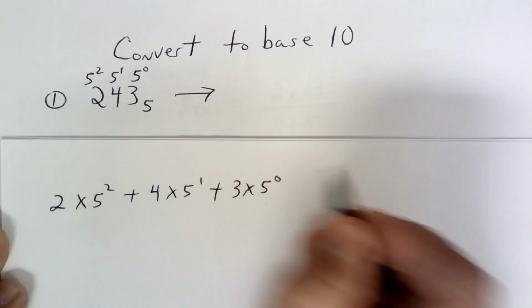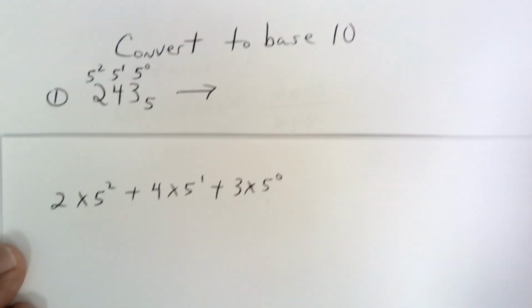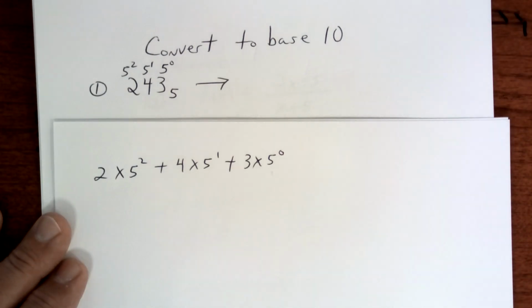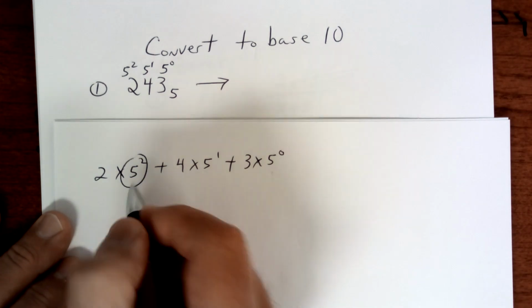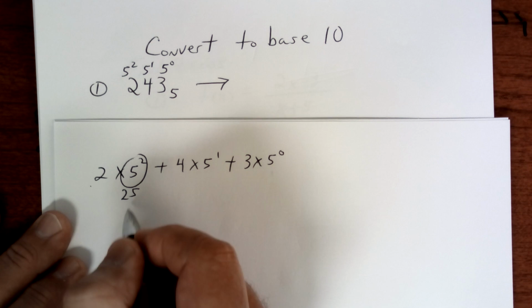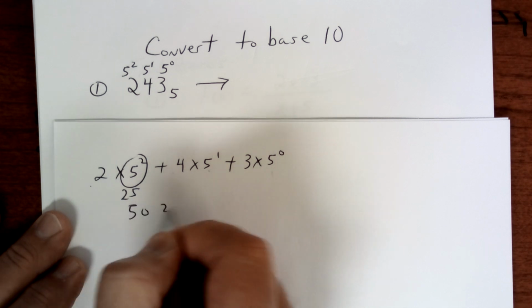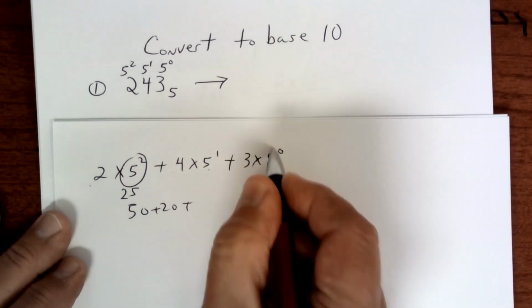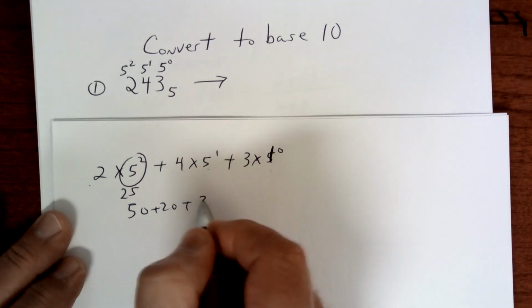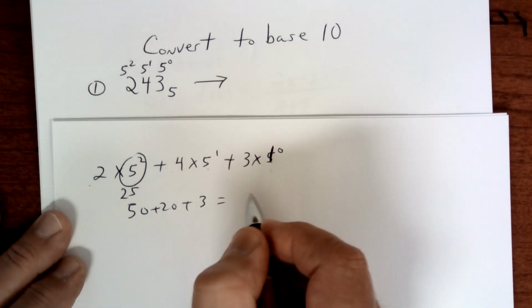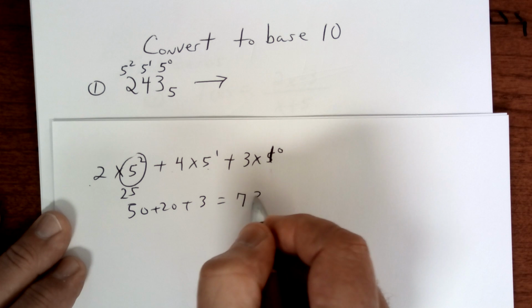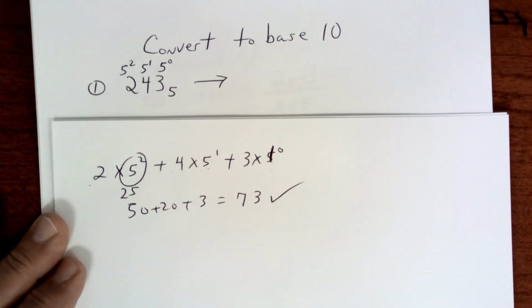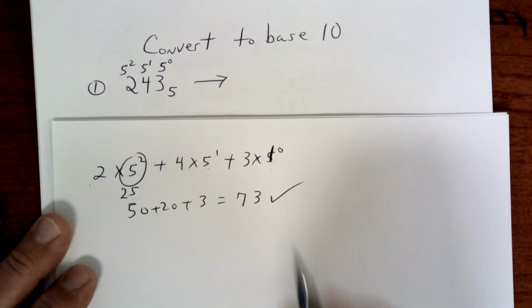Okay, so once you expand it out, the next thing you want to do, 5 times 5 is 25, 2 times 25 is 50, 4 times 5 is 20, and 3 times 1 is going to be 3. So this looks like 73 should be base 10. And you could put the base 10 down here if you like.